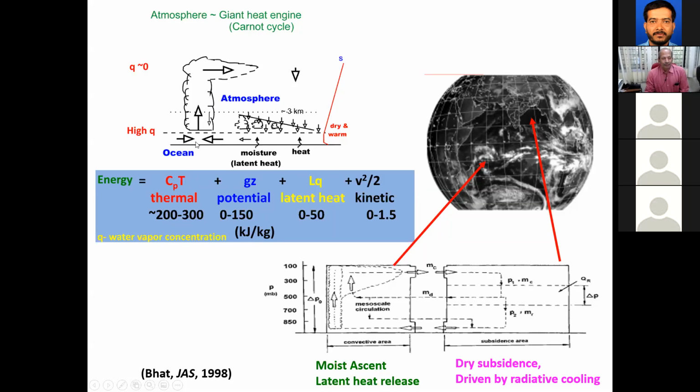And when air moves from the surface to the top of the atmosphere, because of the cold temperature, the saturation vapor pressure is so low that the specific humidity, the q, which refers to water vapor concentration, becomes almost zero here, and then it diverges.